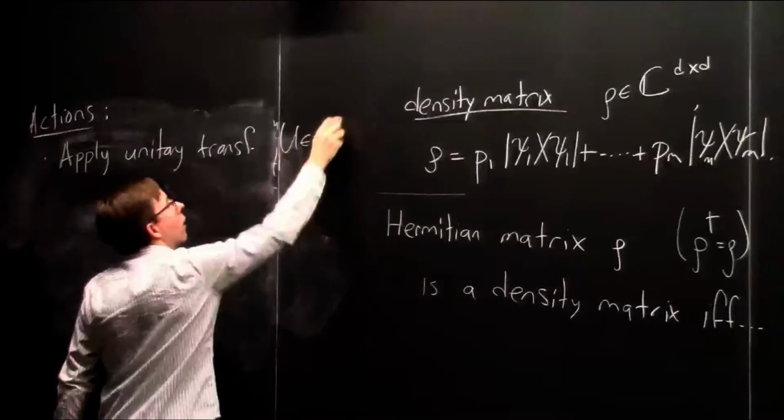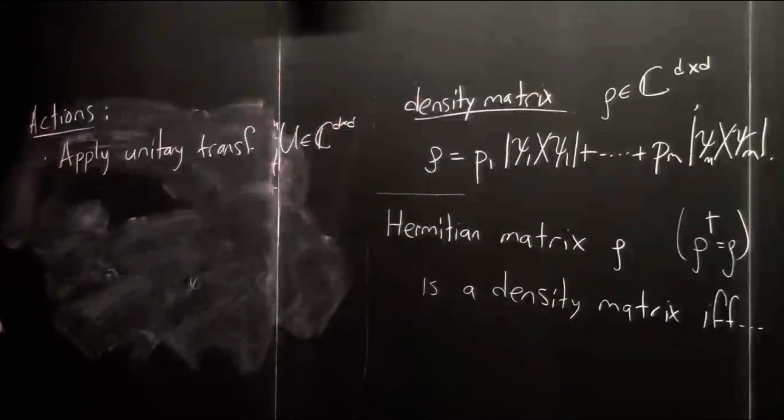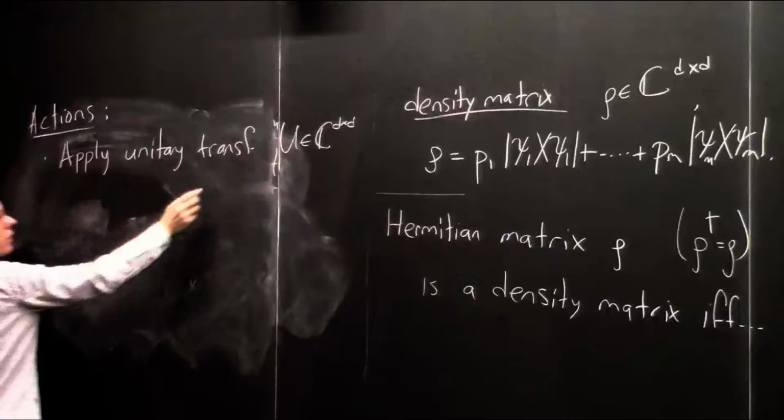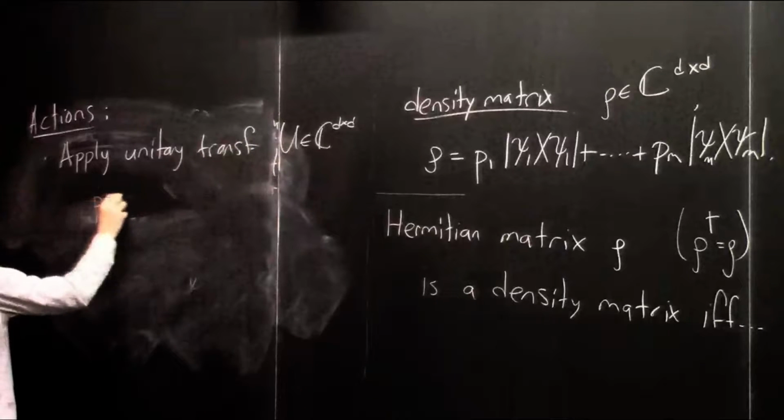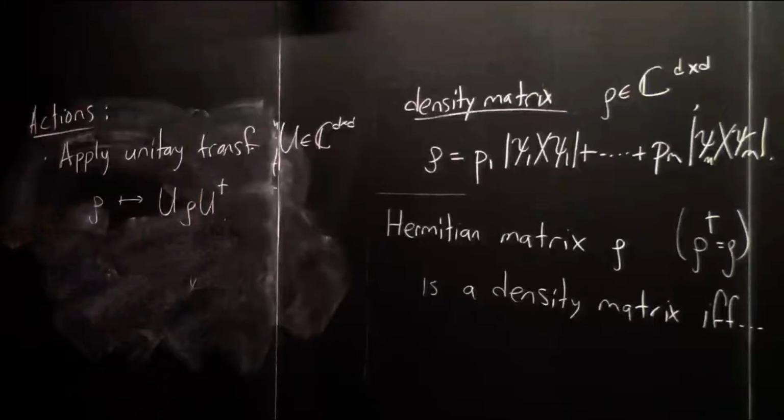And when we just had the old unit state vectors, pure states, we just multiplied by U. But now it's a bit different. The way that works with density matrices is that rho gets mapped to U rho U dagger. OK.